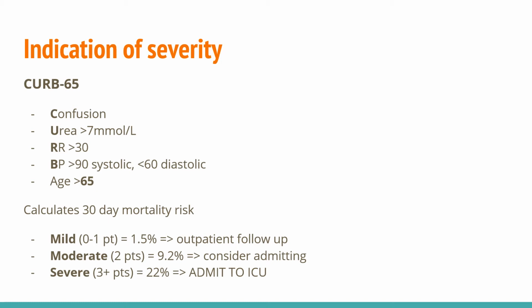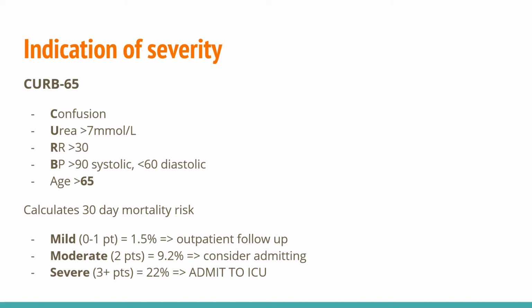But I use this one, and I guess CORB 65 is probably the same, but I use this one in terms of management. This is how I learned it anyway, so mild, if they fit 0 or 1 of these criteria, then they can be an outpatient. You know, put them on oral benpen and send them off, follow up in a few days. If they're moderate, if they get 2 points, you would consider admitting them for some IV antibiotics. And if they're severe enough that they get more than 3 of these points, then you would be admitting to ICU.